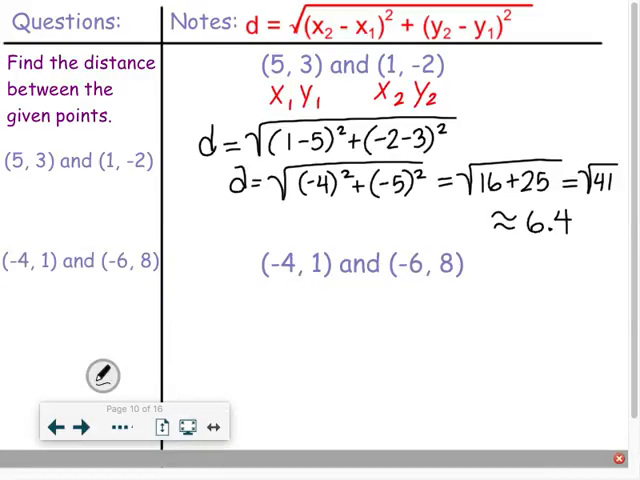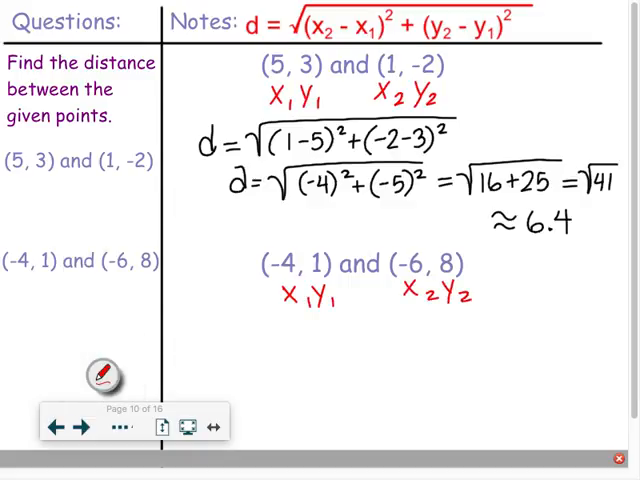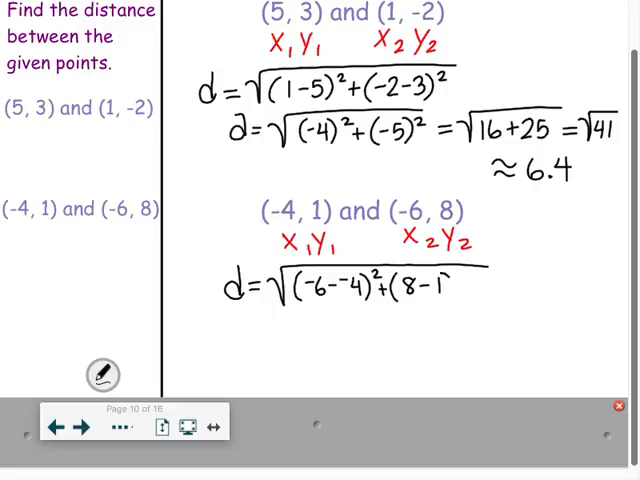My next example, I'm going to do the same thing, label my ordered pairs, x1, y1 for the first ordered pair, and x2, y2 for the second ordered pair, and then plug them into the distance formula. So x2 minus x1, this time gives me negative 6 minus negative 4, plus y2 minus y1, 8 minus 1.